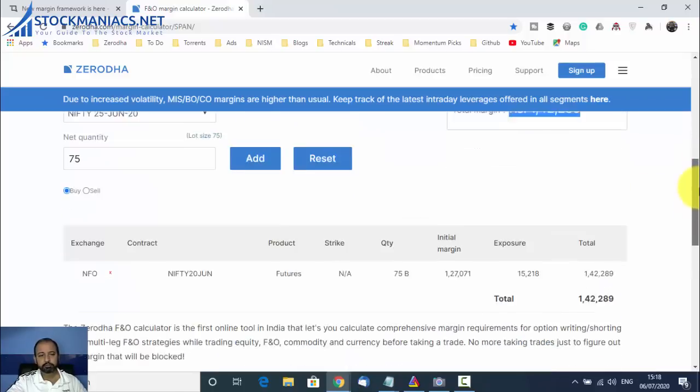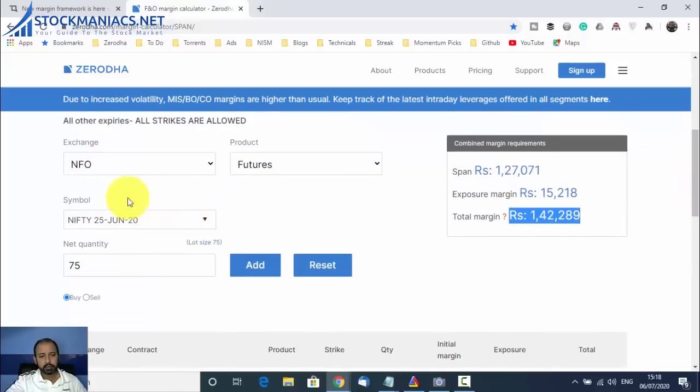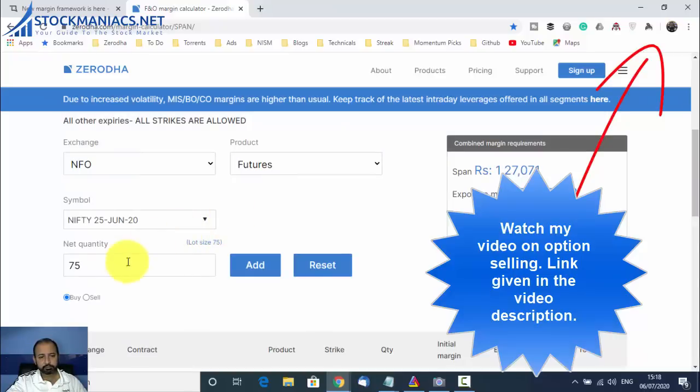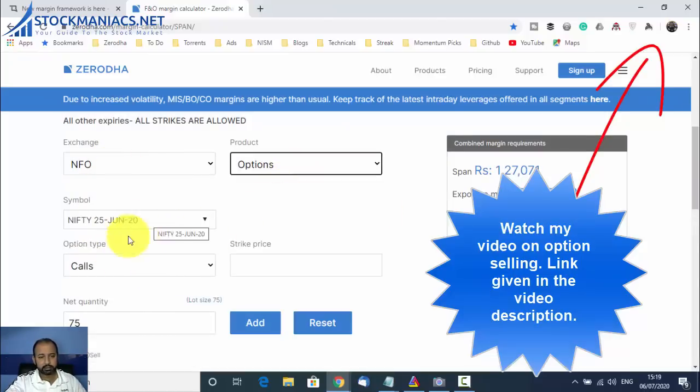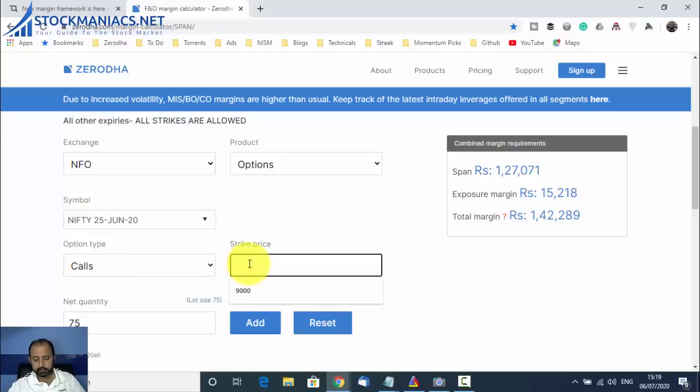margin can come down. Suppose now we will sell a call, we will add options and symbol we will keep it Nifty and call type options and strike price.